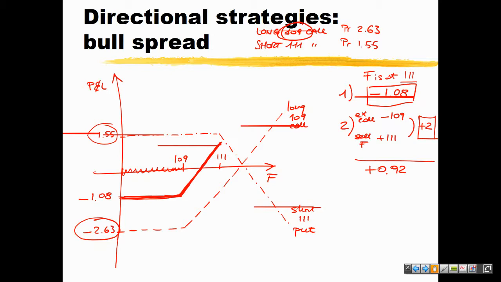Third part of the story, what happens for future prices greater than 111? Do I make more money? The answer is no. From this point onwards, I would have a stable profit. Why do I have a stable profit? I can see that in two ways. The first one is that from this point on, for every extra euro, the long call is making 1 extra euro, but the short put is losing 1 extra euro. And the two effects are compensating.